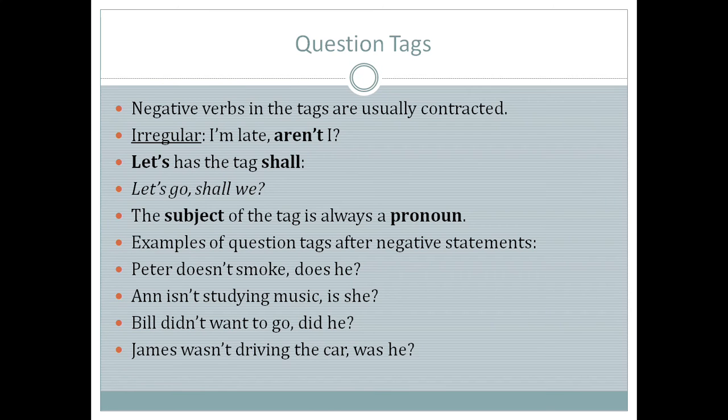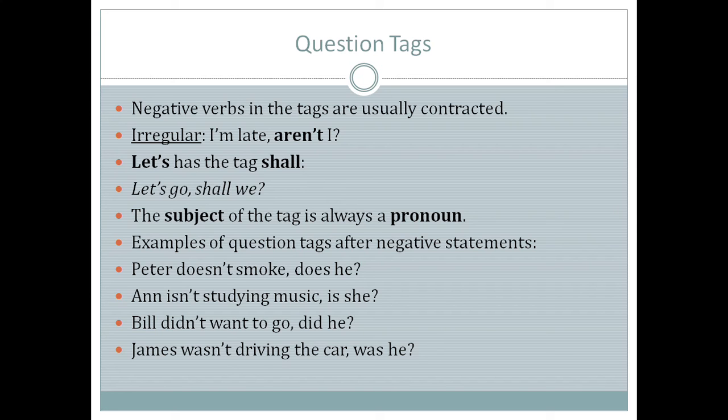Negative verbs in the tags are usually contracted: aren't, isn't, wasn't, won't. But irregular, I am late: here we have exceptions. We don't say, amn't I? It's wrong. We should say, aren't I?